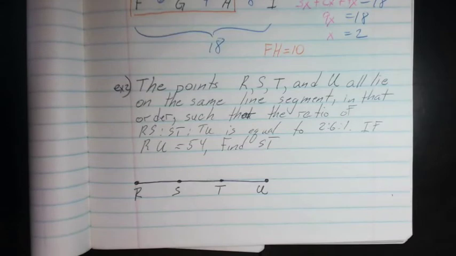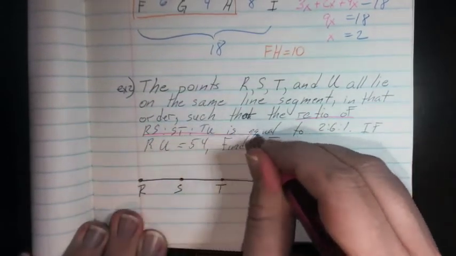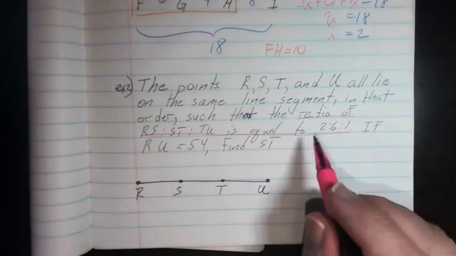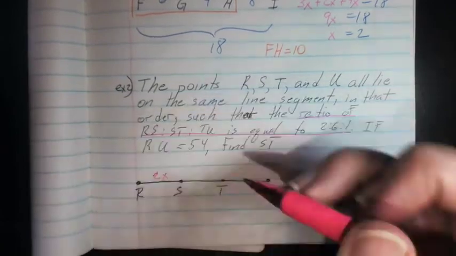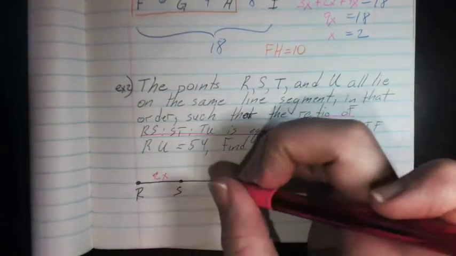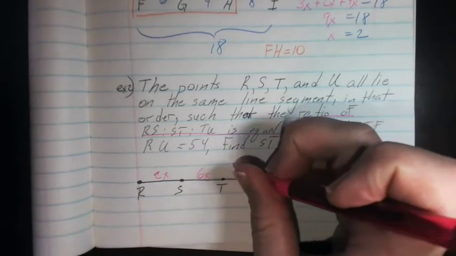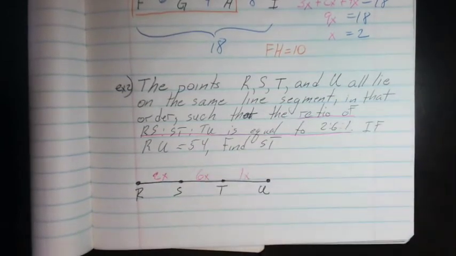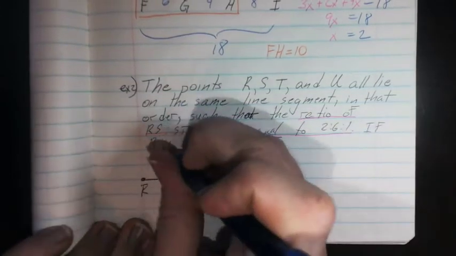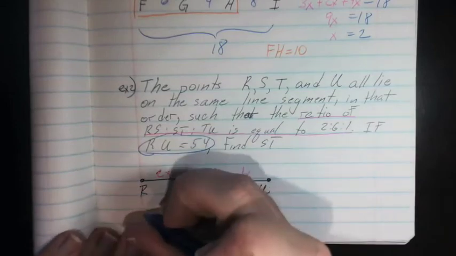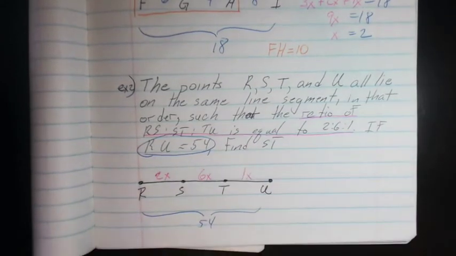Awesome, so we got that. And now we know the ratio of RS to ST to TU is equal to this. This is first, so that's first. This is 2x. This is second, that's second. This is 6x. That's third, this is 1x. You could also just put 1. We know that RU, ready for math, RU is just equal to 54. So that's the whole thing.